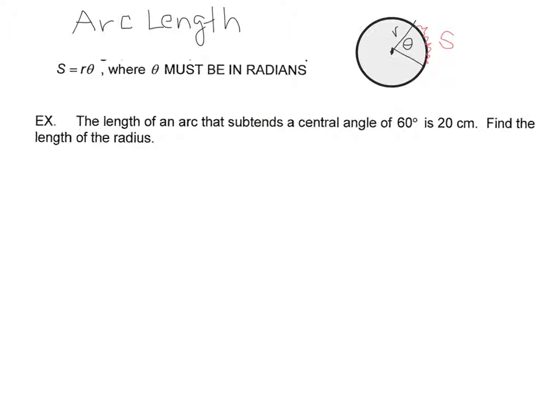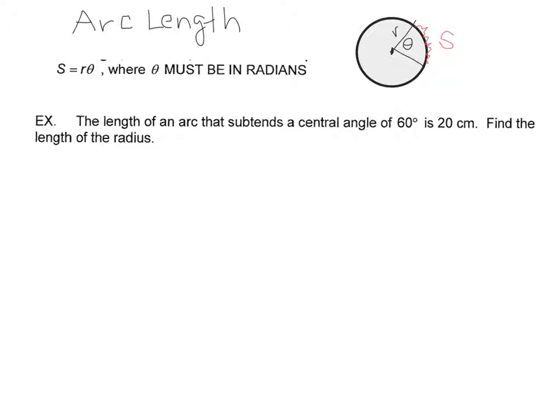Now the way that the arc length, which is this outside edge I have in red here labeled S, is measured is the formula S equals R times theta. So S is the arc length, R is the radius, theta is the central angle. You have to be careful because theta must be in radians, and if it's given to you in degrees, you have to convert it first and then put it in the formula.